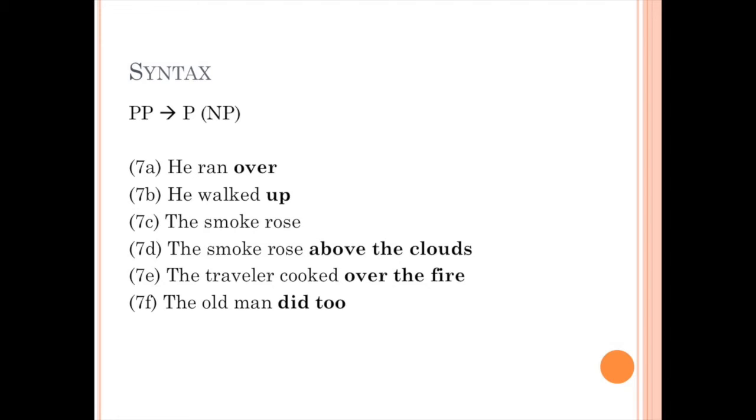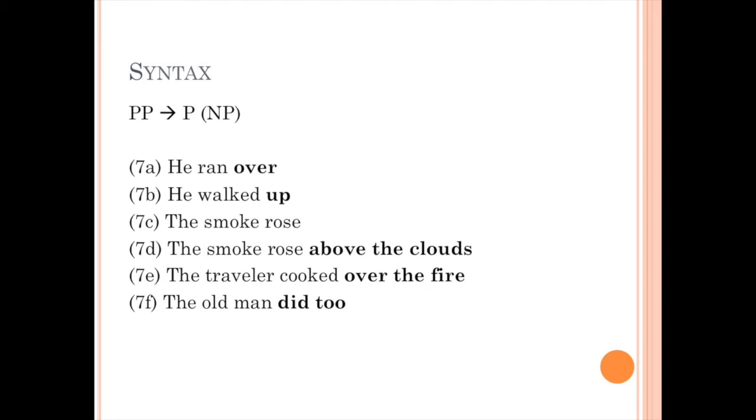Okay, prepositional phrases now. This rule reads, a prepositional phrase consists of a preposition and an optional noun phrase. Sentences 7a, "he ran over," and 7b, "he walked up," contain a prepositional phrase that consists of only a preposition. Sentence 7c, "the smoke rose," does not contain a prepositional phrase, while 7d, "the smoke rose above the clouds," contains a prepositional phrase, "above the clouds," that has both the preposition "above" and a noun phrase, "the clouds."